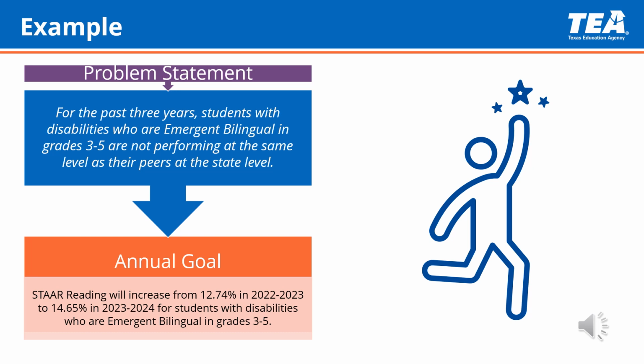Let's look at an example. Problem statement. For the past 3 years, students with disabilities who are emergent bilingual in grades 3 through 5 are not performing at the same level as their peers at the state level. Annual goal. STAR reading will increase from 12.74% in the 2022-2023 school year to 14.65% in 2023-2024, for students with disabilities who are emergent bilingual in grades 3 through 5.